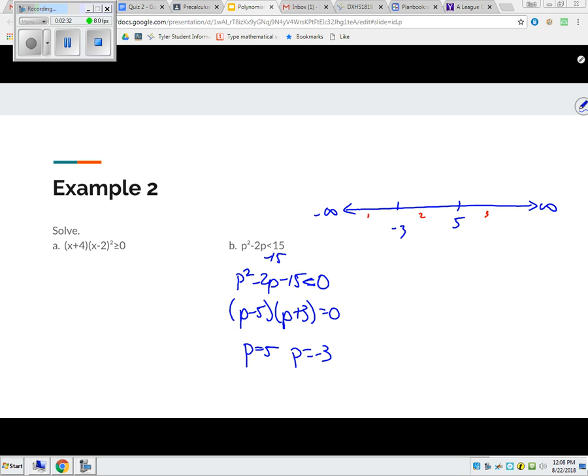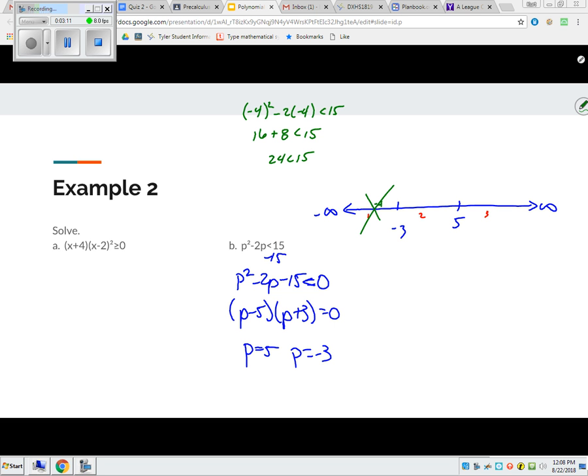So what I mean by that is I have to plug in a number between negative infinity and negative 3. Any number will work. I'm going to say negative 4. So when I plug in negative 4, I'm going to come back to this original right here. I'm going to plug in negative 4 in for both of these p's. So I get negative 4 squared minus 2 times negative 4 is less than 15. So that's 16 plus 8 is less than 15. 24 is less than 15. No, that is not true. So I'm going to put a big X on there. That is not going to be part of my answer.